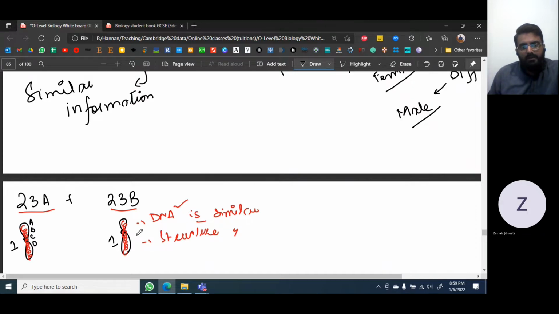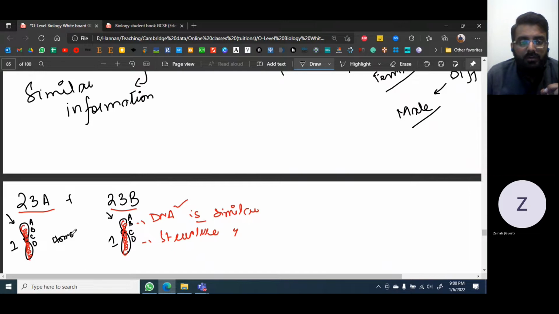These both chromosomes are similar. The DNA present on this chromosome is similar to the DNA present on this chromosome. So it means that the genes can also be the same. For example, if there is A present on the top of chromosome number 1 of 23A, at the same location of chromosome number 1 of 23B, A would also be present. Second position is B, so B would also be present on number 1 of 23B. Similarly, C and D. So both of these chromosomes would have similar genes.